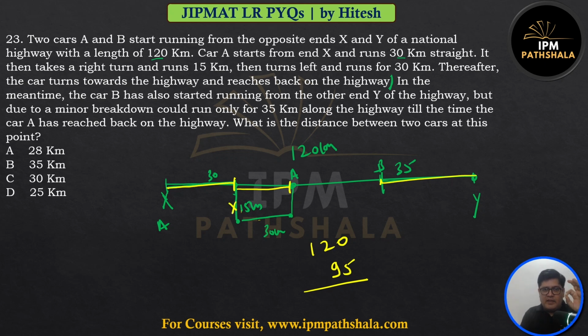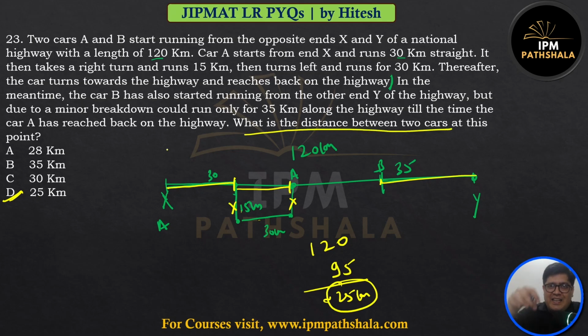I'm not concerned with this. I'm not concerned with this. Horizontal. So what is the gap? They are 25 kilometers apart. That is the question. What is the distance between two cars at this point? When A is here, B is here, the distance between two cars is 25 kilometers.